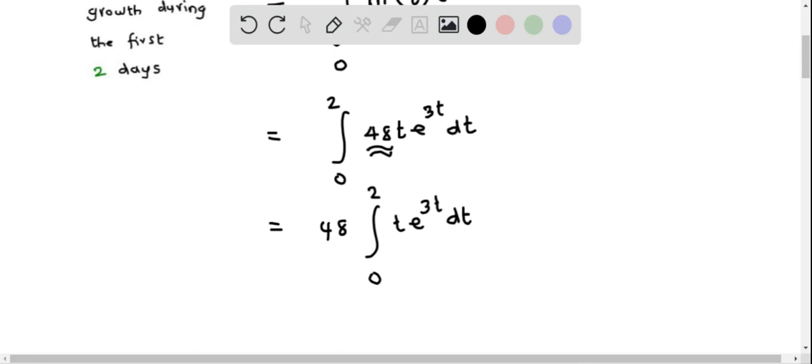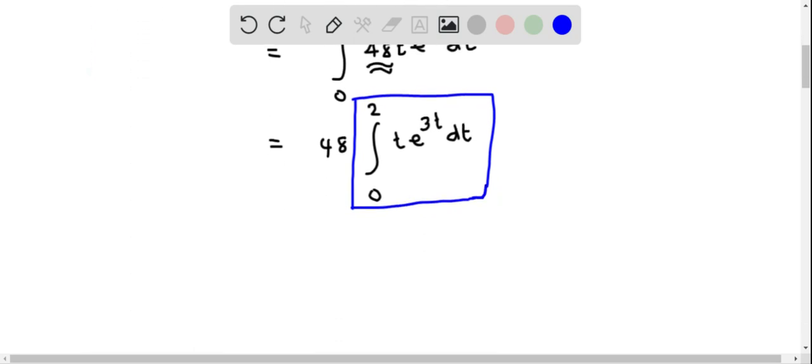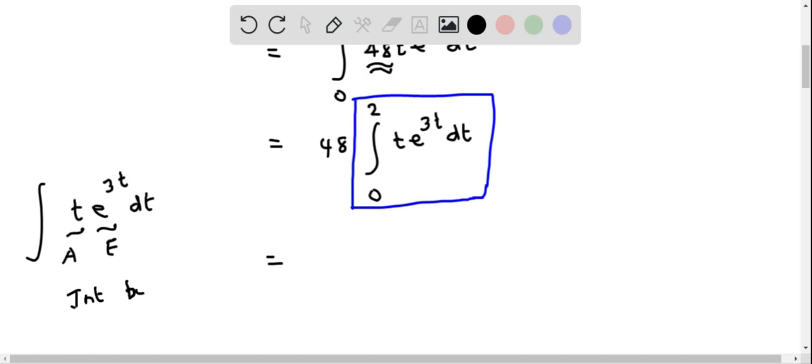And now we have to evaluate this definite integral, from 0 to 2 of t e to the power 3t. So we will see how to evaluate this integral. Here we have a product of two different functions, t e to the power 3t. This is an algebraic function and this is an exponential function. And when we have to integrate a product of two different functions, we apply the integration by parts method.